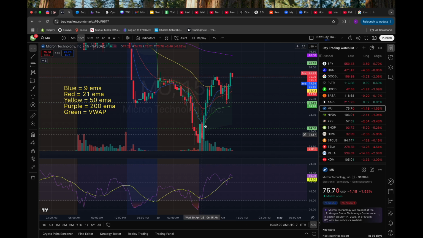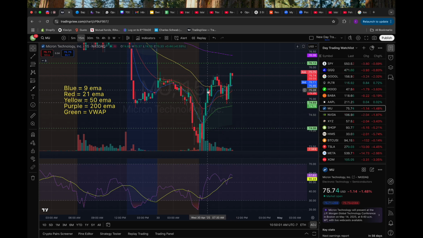So MU was coming up, it came up, and then look what happened. It came up to this 50 EMA right here, right? So once it came up here, and then we had this 50 EMA right here, and I saw a little rejection. I was like, okay, on the next candle, it's probably gonna come up and then it'll reject, and then we'll start going down, right? So let's look what happened.